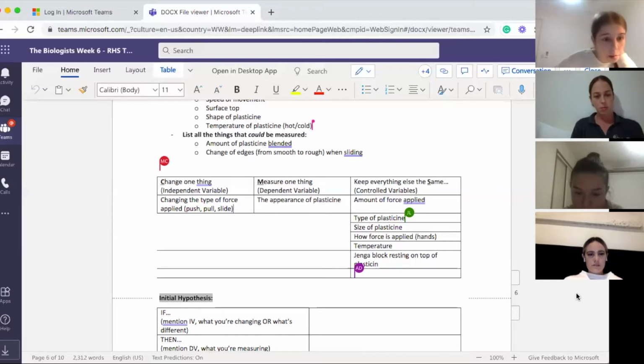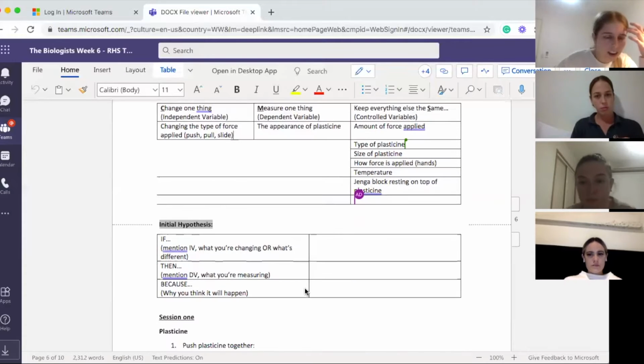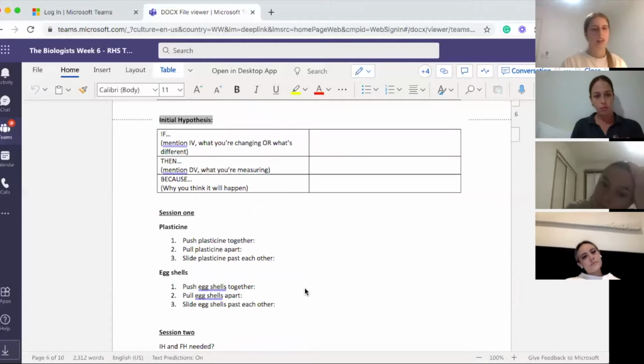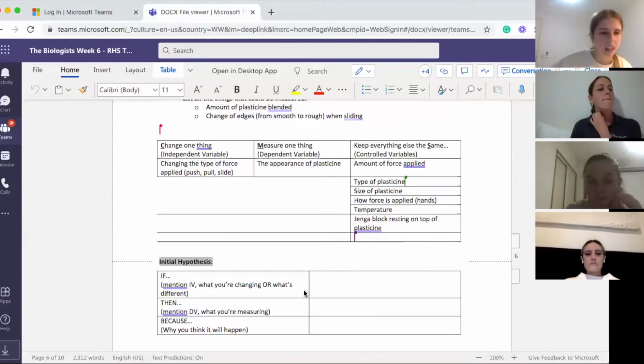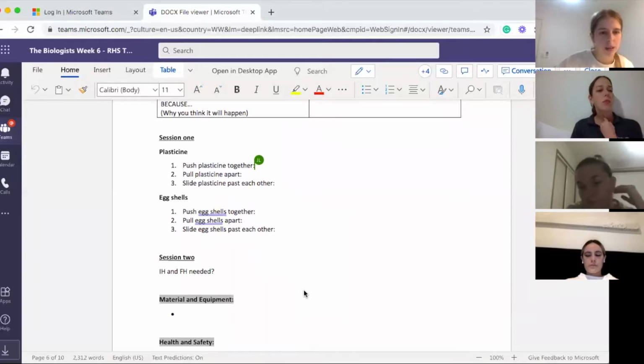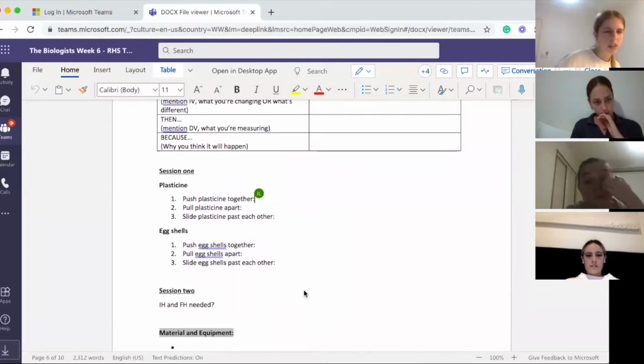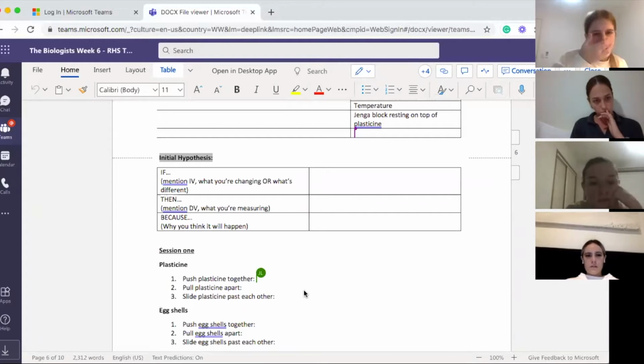The initial hypothesis, I kind of wrote in there one for session 1 for the plasticine and then the egg. But if we want to do it another way, we can do it in the table and just make 3 for each. I don't mind. We just put it where yours is. Yeah, we can just do it there.